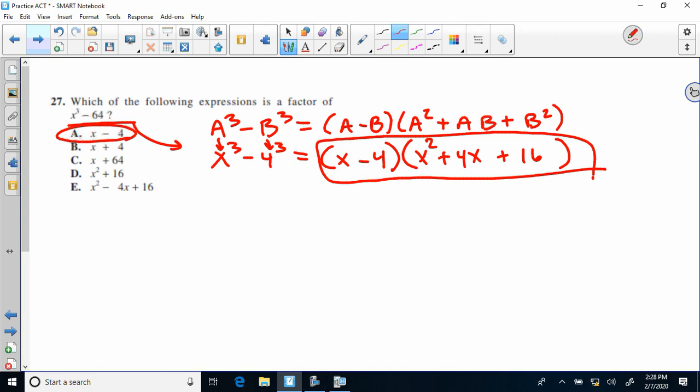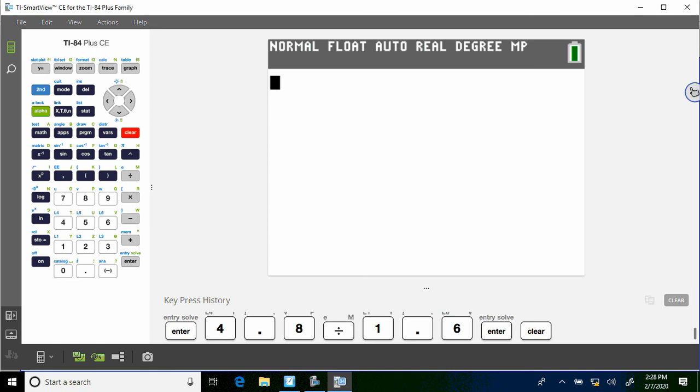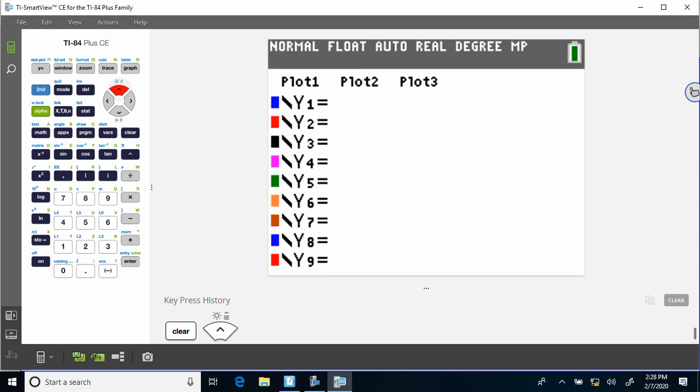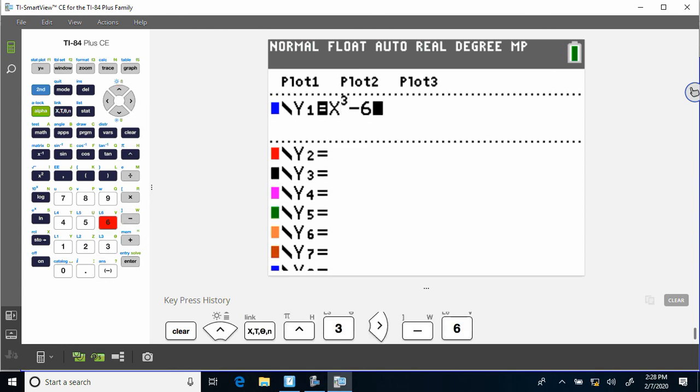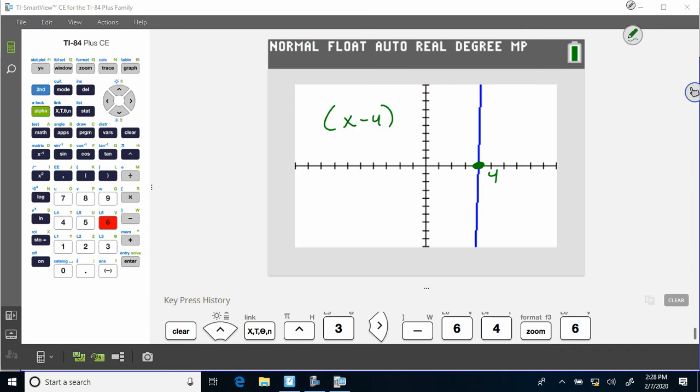So if you can't remember the formula, you may be able to remember to graph it. If I did x cubed minus 64 in my calculator, and I graph that really quick, I get this pretty little picture. And I say, where did it cross the x-axis? It only crossed at the number 4. Well, if that's the only place it crossed, I know that one of them had to be x minus 4, because I would set that to 0 to get the 4.